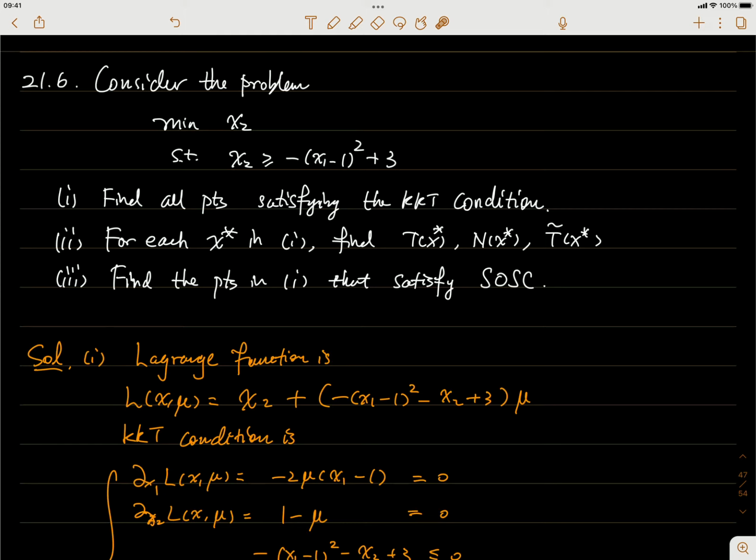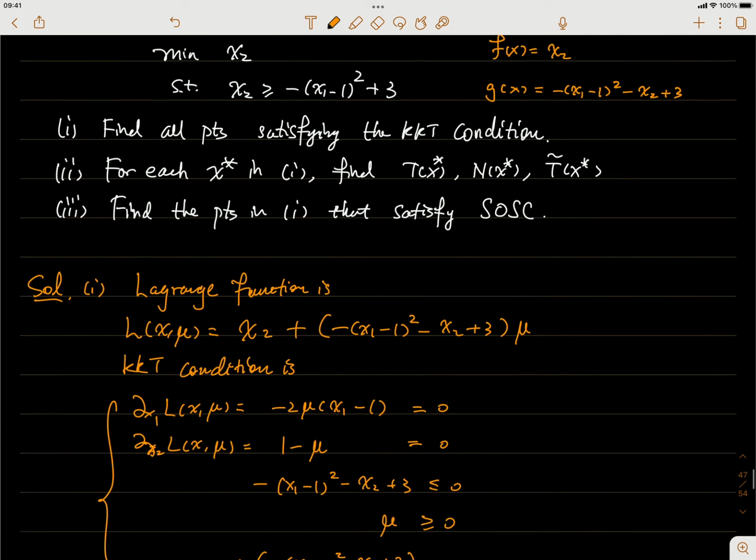The first step is to form the Lagrangian function. The Lagrange function is just f of x, which is x2, plus mu times g of x. As you can see, x has two variables involved. There is only one inequality constraint, so I will just have one g here. I move everything to one side such that it's less than or equal to 0. So in this case, g is negative (x1 minus 1) squared minus x2 plus 3, and this should be less than or equal to 0.